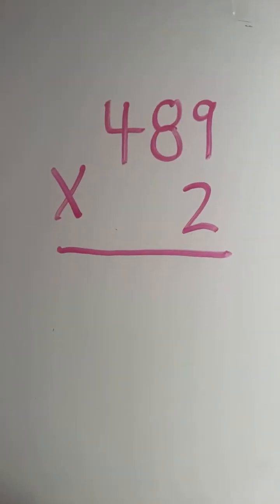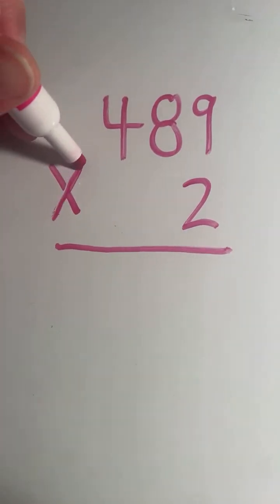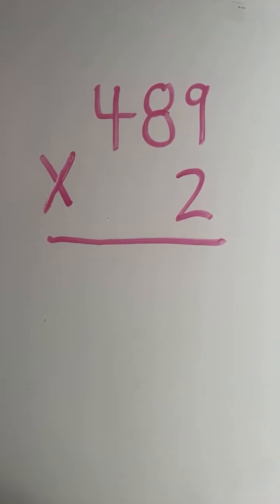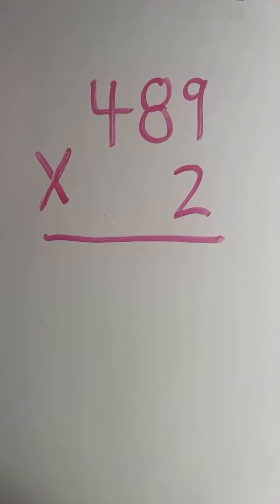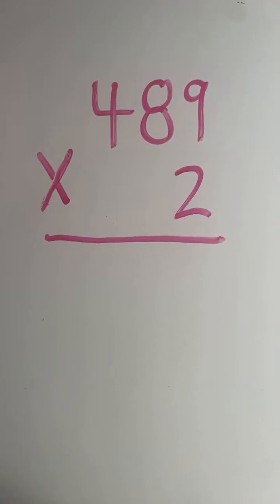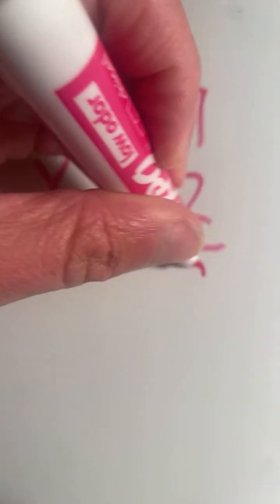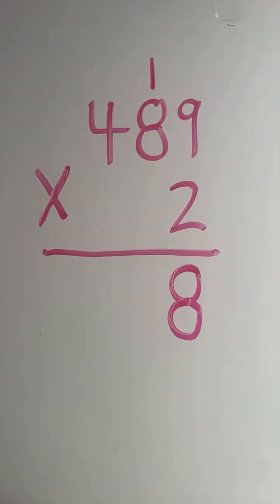All right, 489 times 2. So we are going to start out in the ones place. 9 times 2 equals 18. Now because, again, our product is more than 10, we're going to have to regroup. The 8 in 18 goes in the ones place. The 1 gets carried over to the tens place.